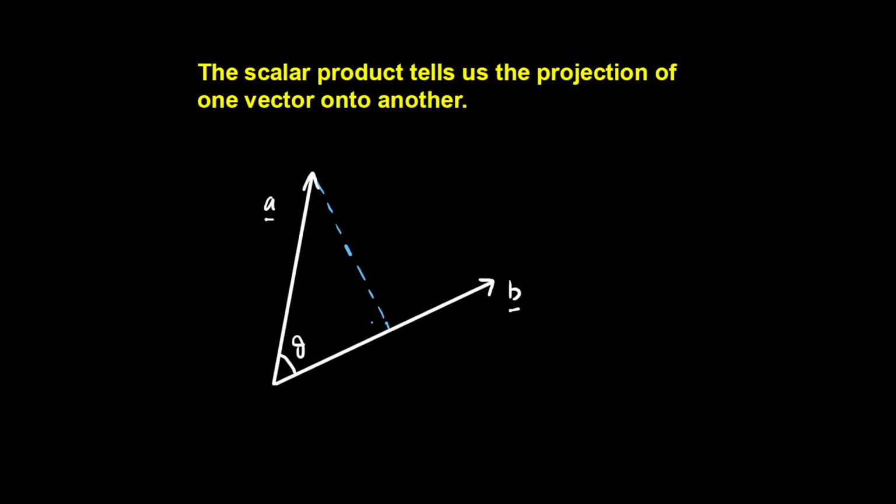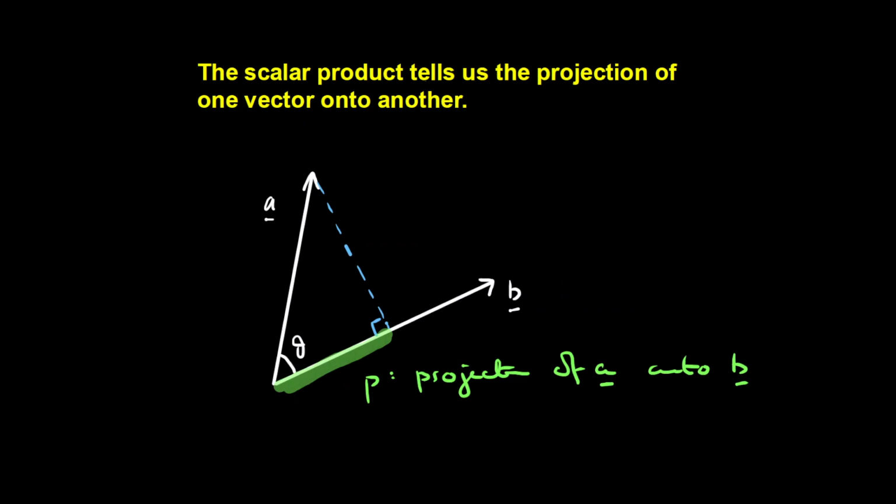Imagine drawing a line that goes perpendicular from the vector B all the way up to the point of A. Well, the projection is going to be that length there. That is the projection of A onto the vector B. I'll call that P, the projection of A onto B.